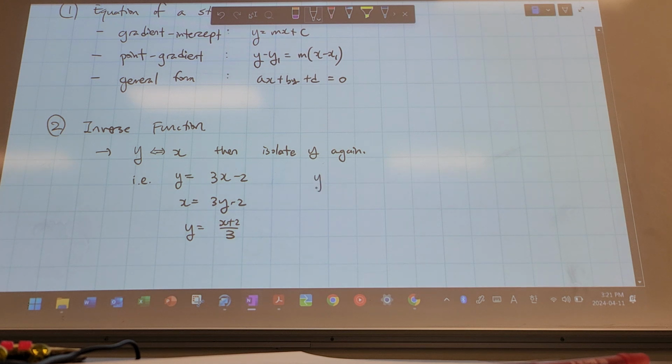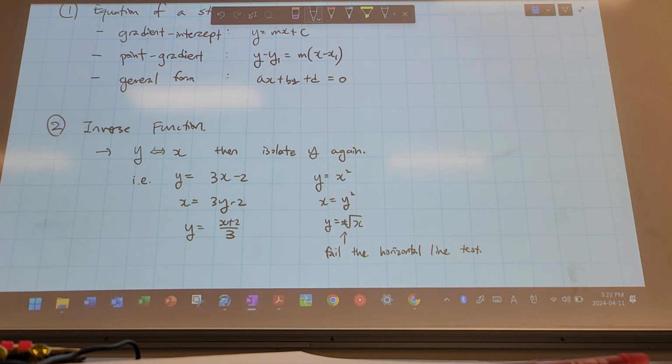The example that I was about to write was y equals x squared. If you do the similar thing, it seems like it's working, but then when you square root x, it becomes plus and minus, right? So in that case, we say that y equals x squared does not have an inverse function, or the inverse relation is not a function. So this one fails the horizontal line test. The horizontal line test is similar to the vertical line test, but just like how the vertical line test tests whether a relation is a function or not, the horizontal line test tests whether the inverse function exists or not.